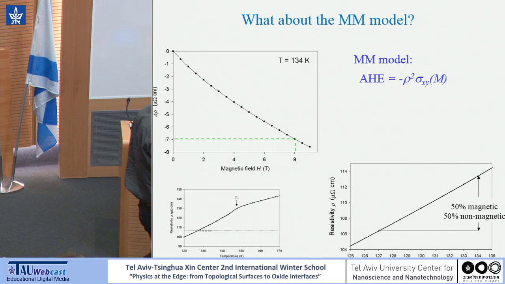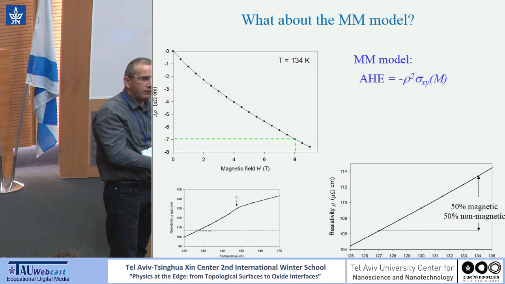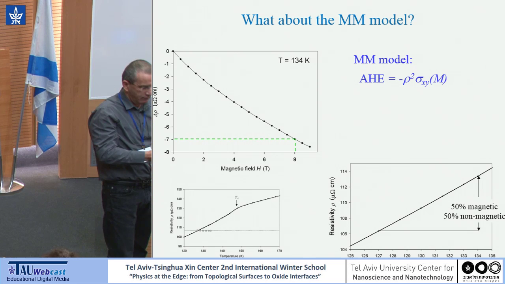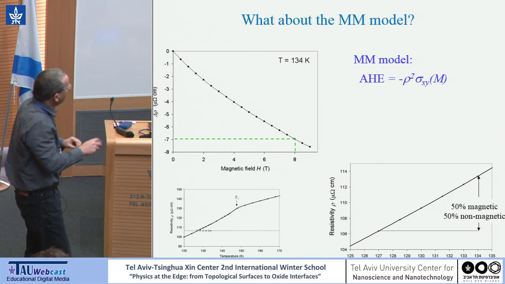So this tells us that the scenario that was proposed, that the changes of the band structure are the reason for the unusual behavior of the anomalous Hall effect, is incorrect. And we see that what determines the anomalous Hall effect here is actually the resistivity. But we checked it here just at one point.